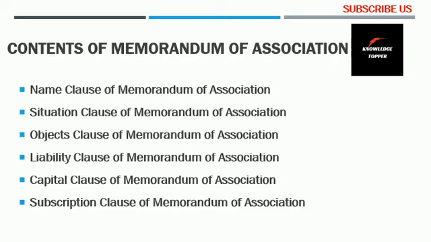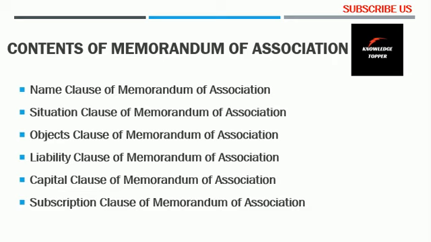If it is a public limited company, the name of the company should end with the word Limited, and if it is a private limited company, the name should end with the words Private Limited. When we talk about the situation clause of Memorandum of Association, in this clause the name of the state where the company's registered office is located should be mentioned. A registered office means a place where the company seals, treasury, books of account, and so on are kept.